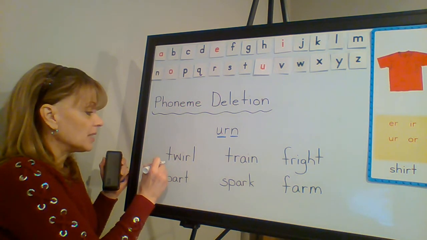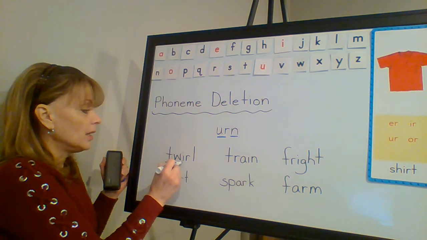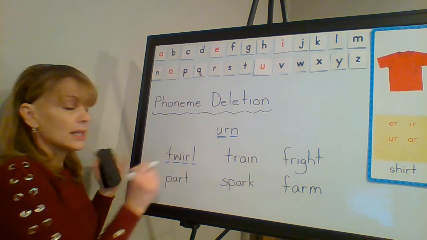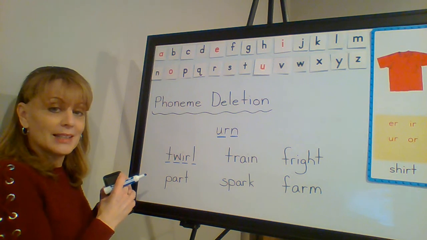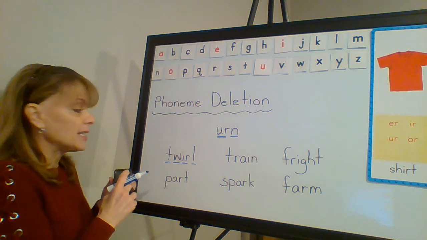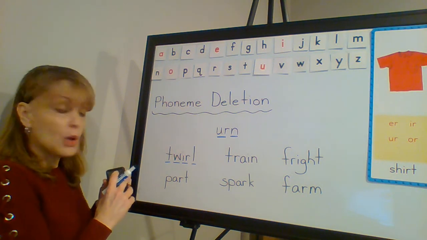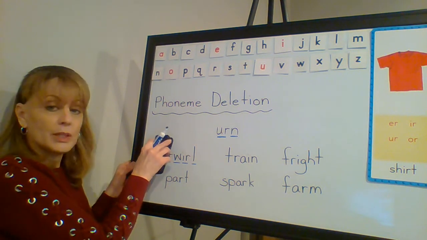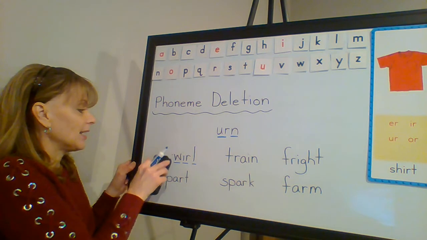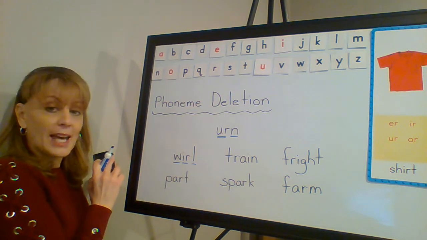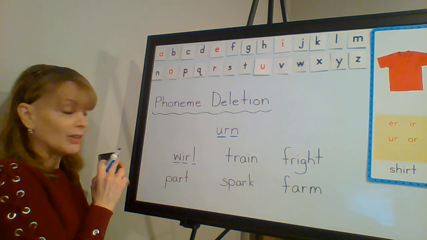We have t, w, ur, l. So what is that word? Twirl. If we take off the first phoneme, the t, what do we get? We get whirl. Very good.